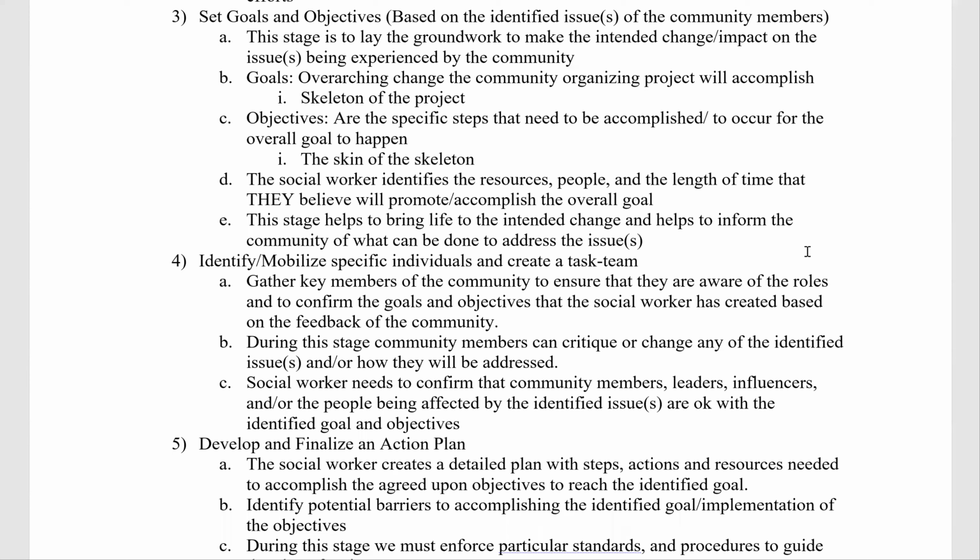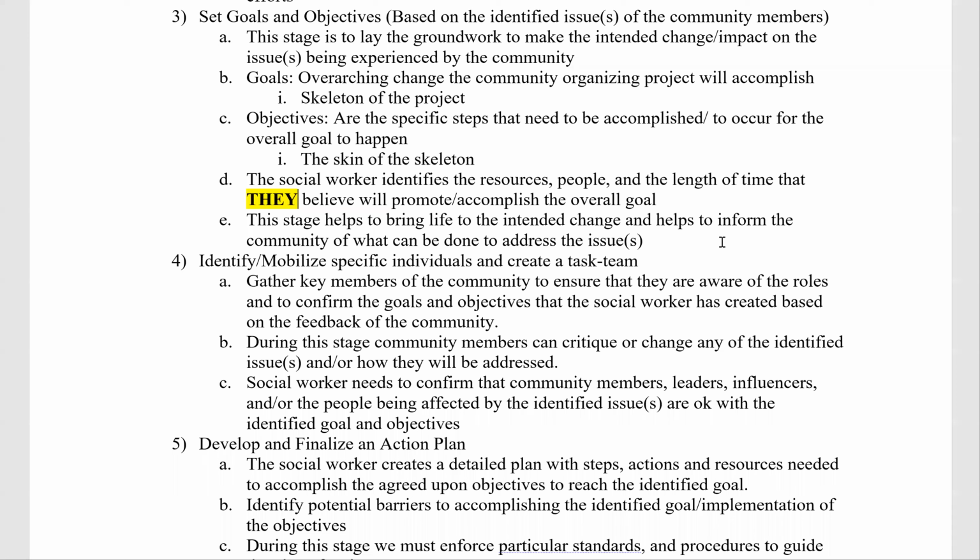So the social worker identifies the resources, people, and length of time that they believe will promote and accomplish the overall goal. This is where the social worker is going to listen to what the community wants. They are going to construct a treatment plan. And then the next step is where we review it with the community. But this is where we utilize our expertise, we assess it, and we identify a particular goal and the objectives that are possible for the community in order to start laying the groundwork for it.